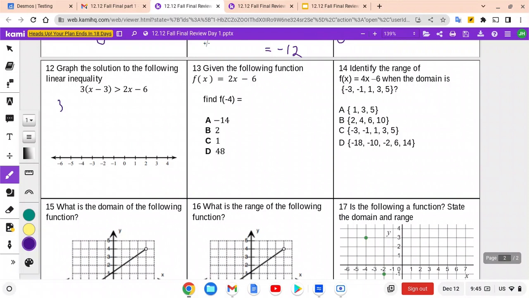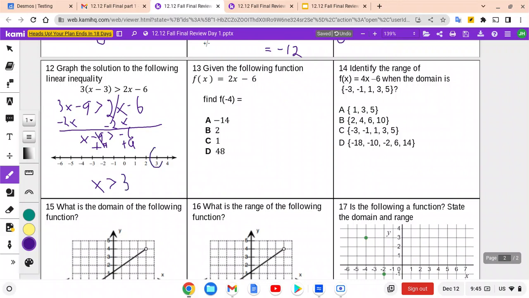So we distribute: 3x minus 9 is greater than 2x minus 6. Subtract 2x from both sides. x minus 9 is greater than negative 6. I'm going to add 9 to both sides, and that gives me x is greater than 3. Remember, the math wants to eat the bigger thing. But it's not equal to, it's just greater than. So you circle 3, but leave it empty, and greater than, you shade to the right.